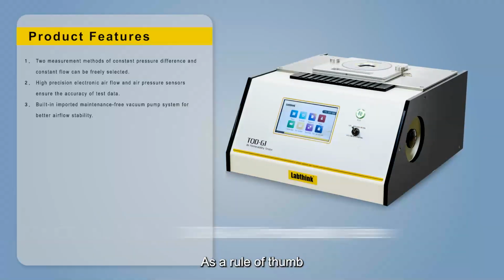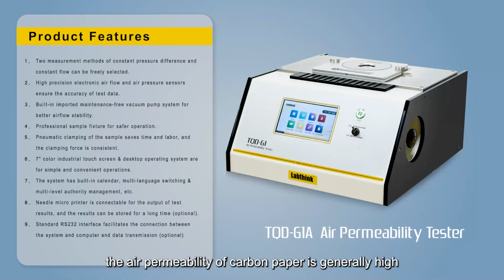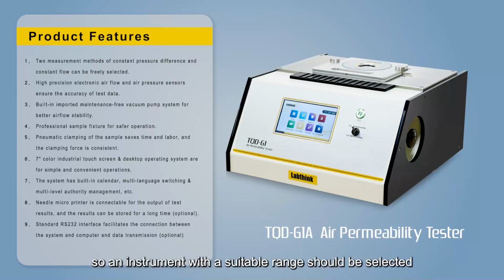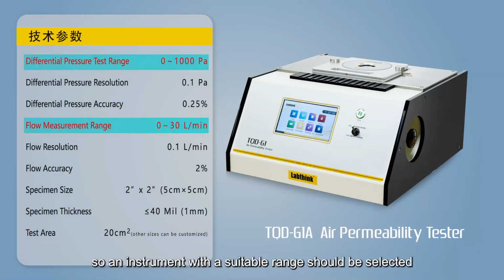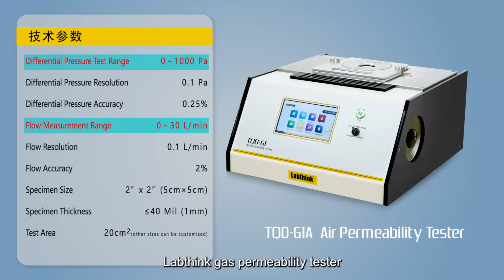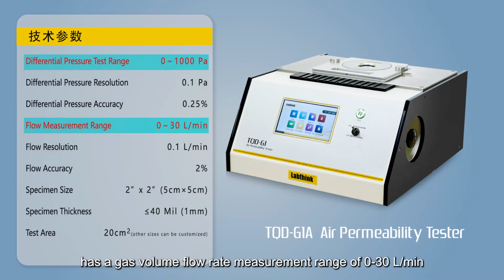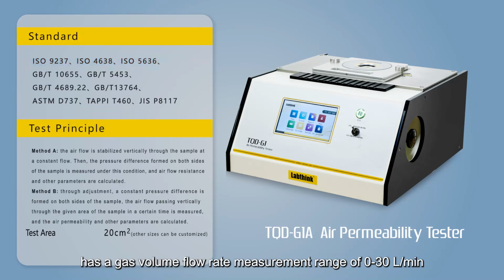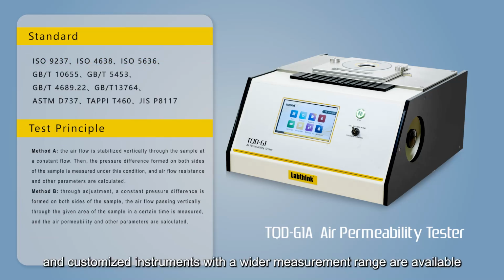As a rule of thumb, the air permeability of carbon paper is generally high, so an instrument with a suitable range should be selected. Labthink gas permeability tester has a gas volume flow rate measurement range of 0 to 30 liters per minute, and customized instruments with a wider measurement range are available.